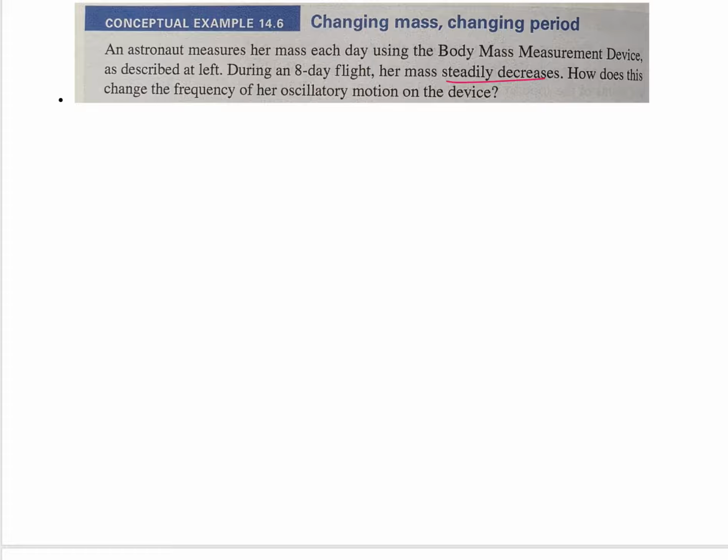The k, the spring constant, doesn't change because it's the same spring the whole time during the flight.